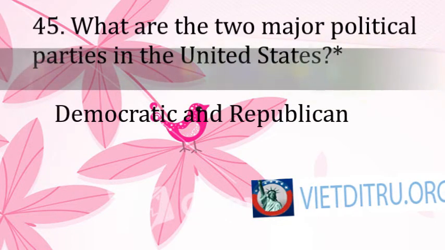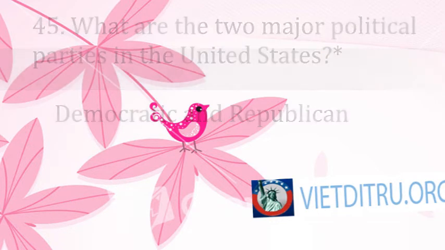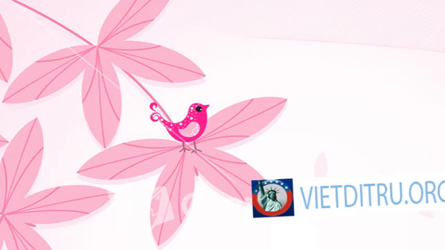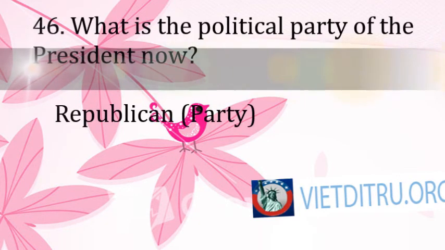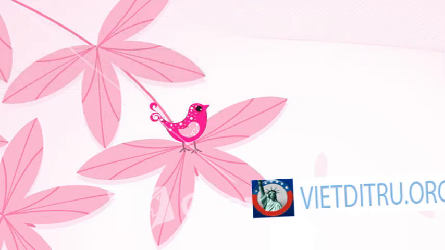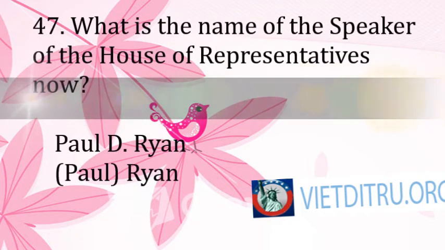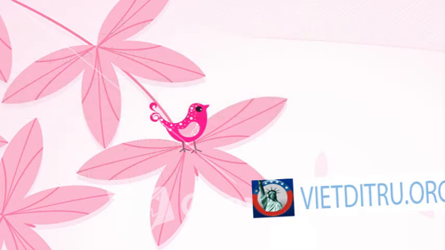What are the two major political parties in the United States? Democratic and Republican. What is the political party of the president now? Republican Party. What is the name of the Speaker of the House of Representatives now? Paul D. Ryan. Paul Ryan.